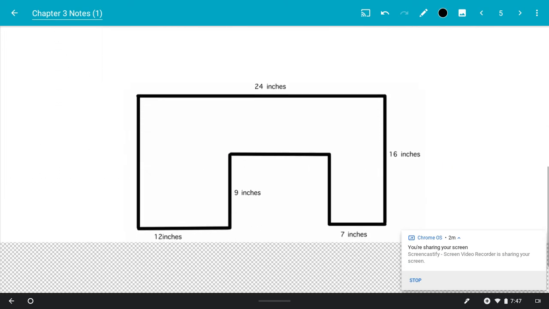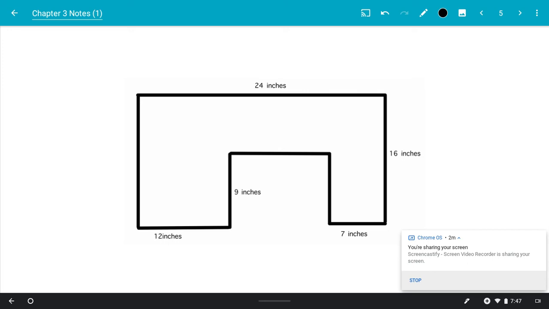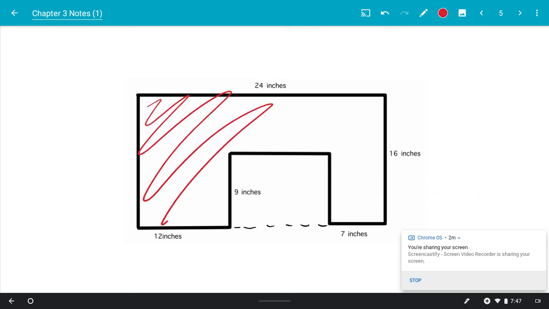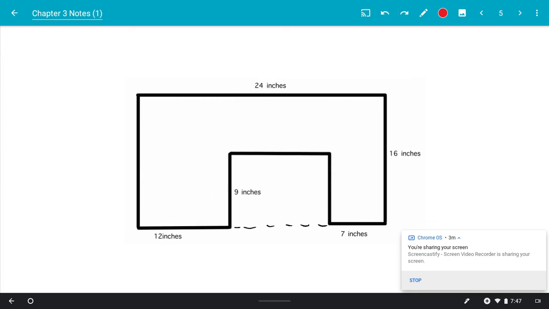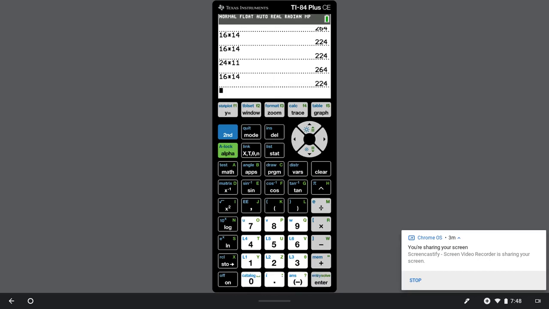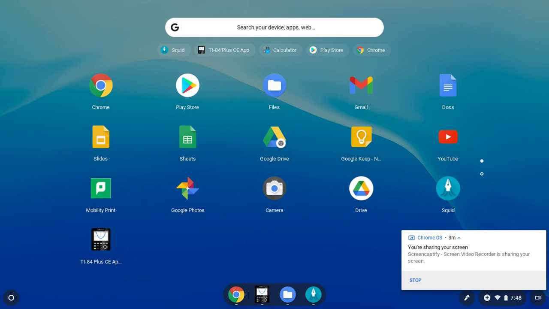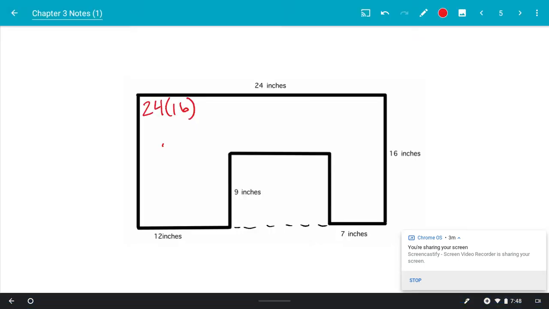So this next one, we're going to approach it a little bit differently. What we could do is close this off and find the area of the whole big rectangle, right? So what we could do is say, well, this is 24 by 16. So we could take 24 times 16 and find that the area of the whole big thing is 384. So the area of the full rectangle is 384.